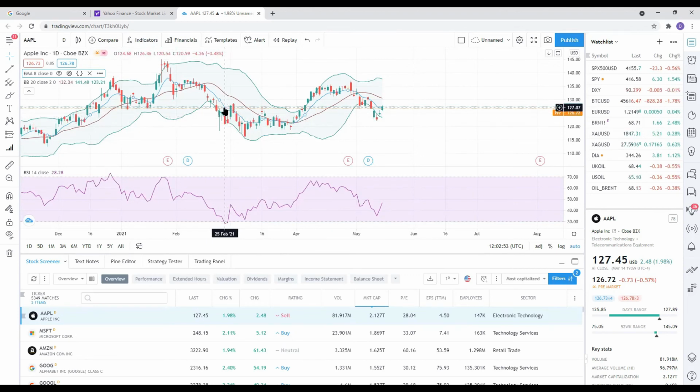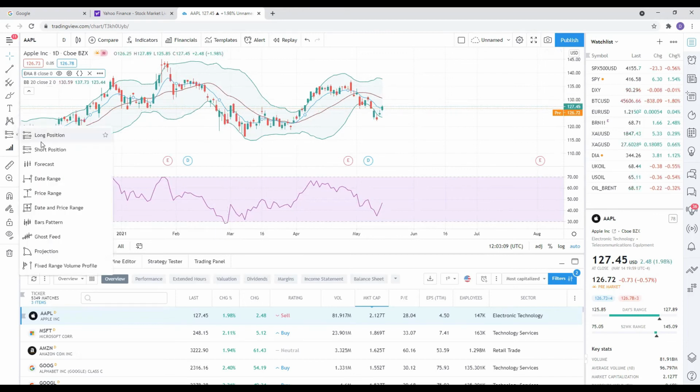This was a potential area to buy right here. We see the price of the asset went outside the Bollinger Band, that is 1. We see the RSI went into oversold conditions, that is 2. And then we see a price crossover occurring right here. So I'd buy this asset right here. Let's see what will happen.